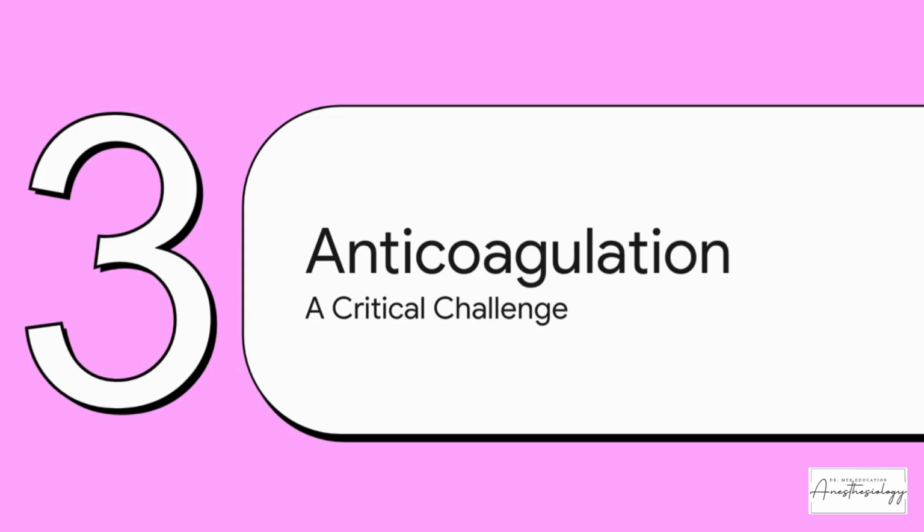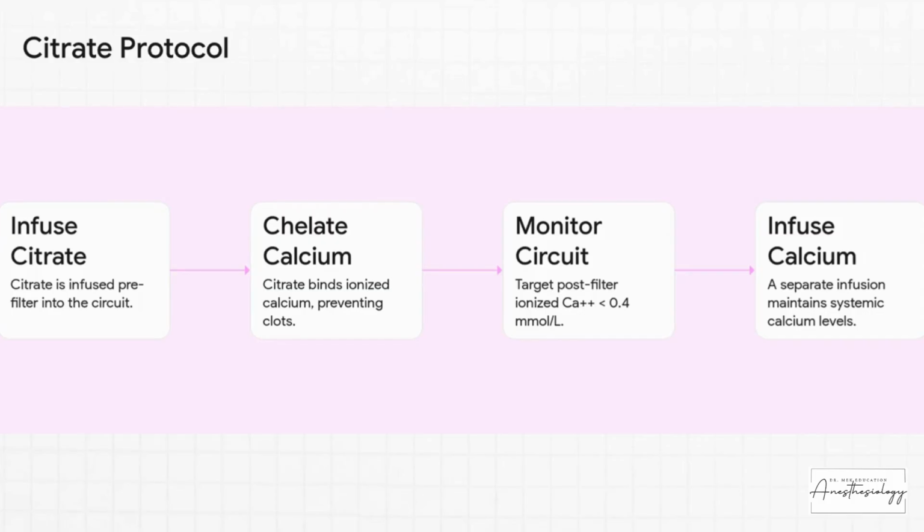Now for what is often the biggest management headache, anticoagulation. Keeping that extracorporeal circuit from clotting is a major challenge. If it clots, you have blood loss, therapy downtime, it's a real problem. So getting the anticoagulation strategy right is absolutely essential. In many ICUs, regional citrate anticoagulation is now the standard of care.